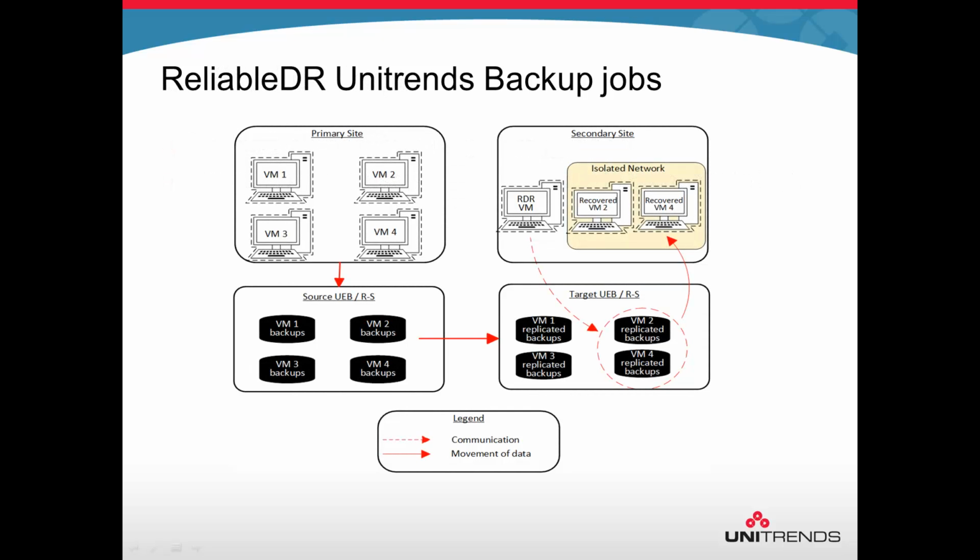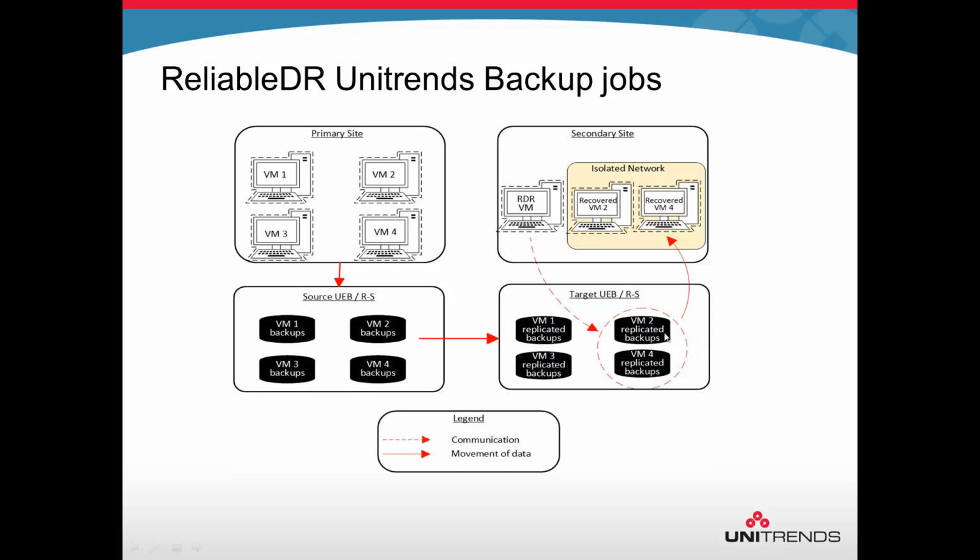This diagram illustrates how ReliableDR integrates with a Unitrends Recovery Series or UEB appliance to provide recovery assurance for Hyper-V virtual machines. The first part of the diagram shows the virtual machines on your production site. These virtual machines are protected by a Unitrends appliance. The appliance performs backups for the virtual machines. These backups are stored on the appliance, and if you're using replication, they're also replicated to another off-site appliance.